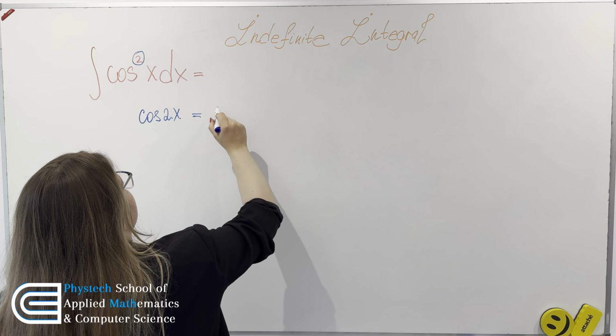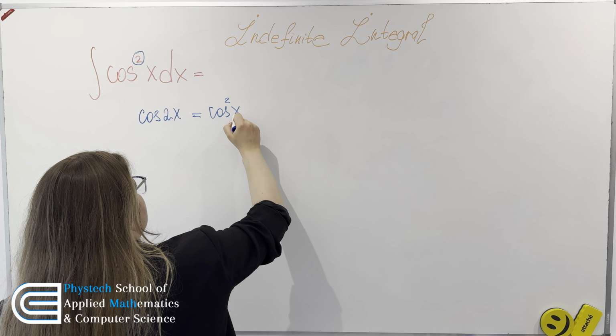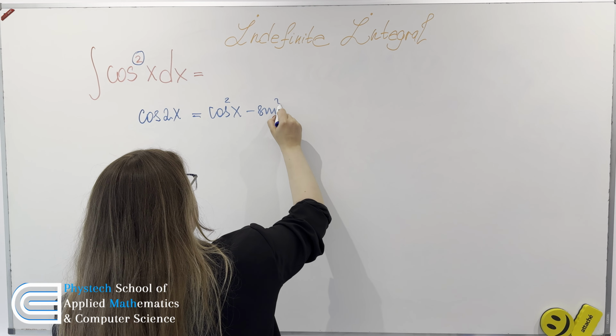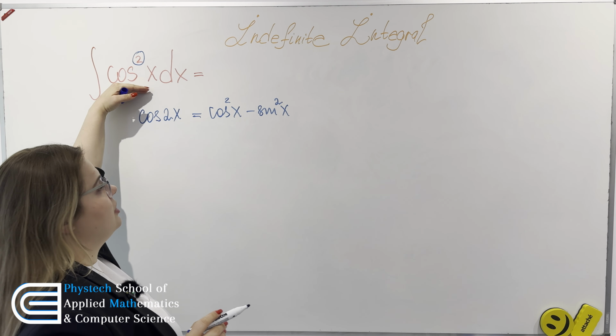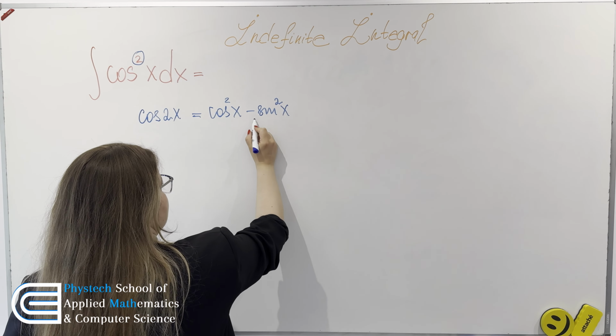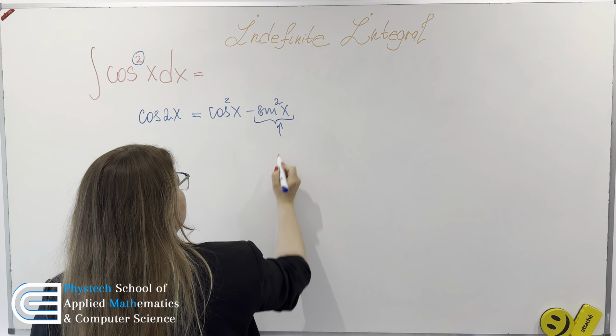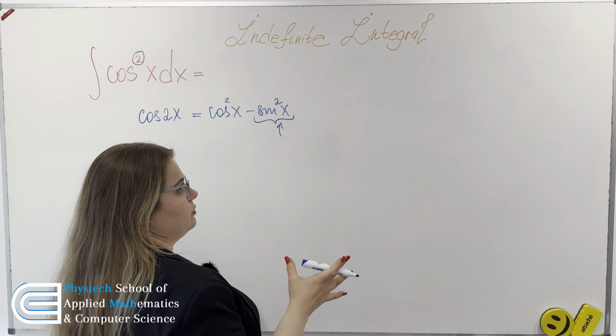Cosine of 2x equals cosine squared of x minus sine squared of x. And here we can see our cosine to the power of 2. But now we need to remove sine from here. How can we do it?